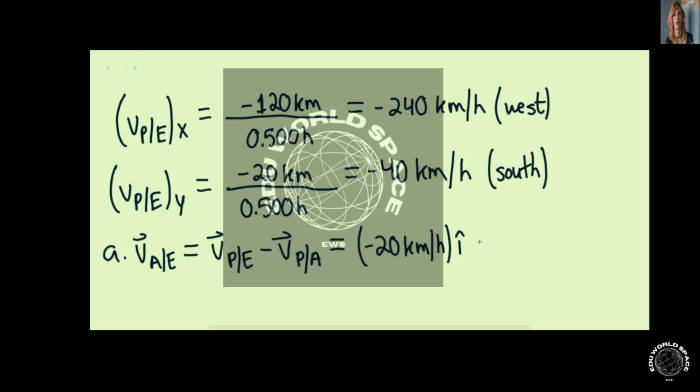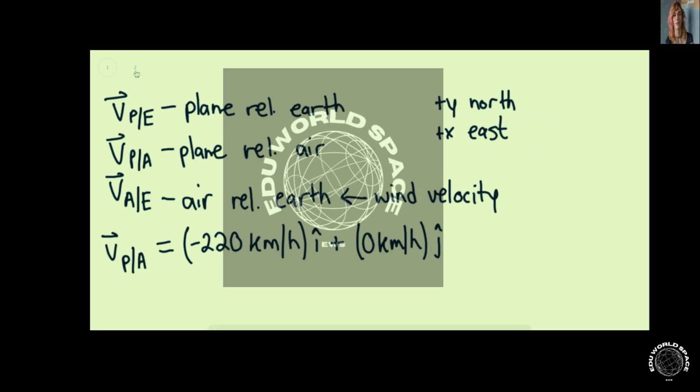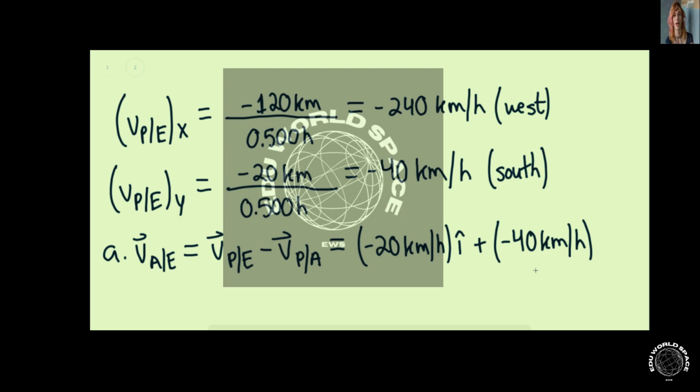And then here in the y, it would be plus negative 40 kilometers per hour, because initially there's 0, minus 40 minus 0. So the velocity of the air relative to the Earth is negative 40 kilometers per hour j hat, and this would be our wind velocity. This would be our final answer for part A. Now, for part B, it's asking us, rather, my apologies, we're not done with part A, in the sense that we found it in unit vector form. We need to find the magnitude and the direction.